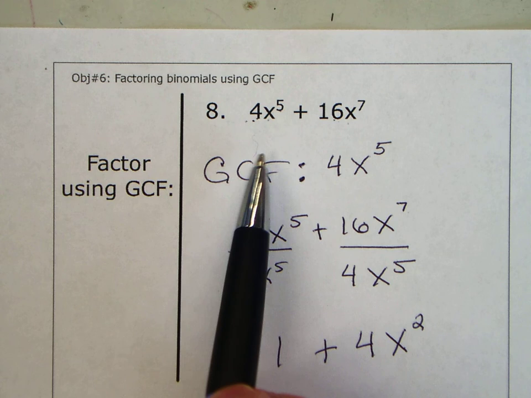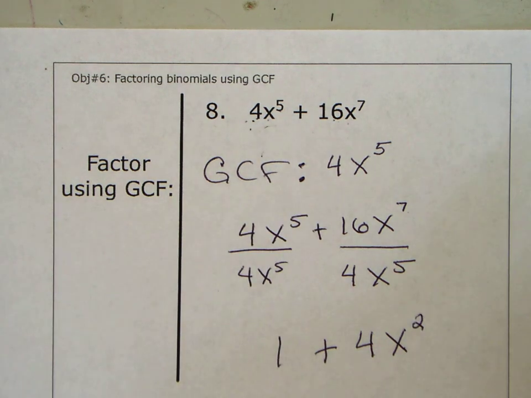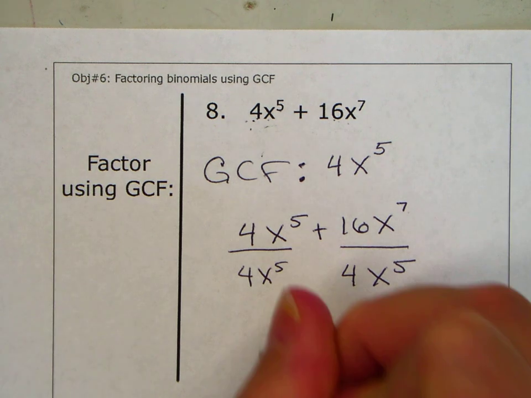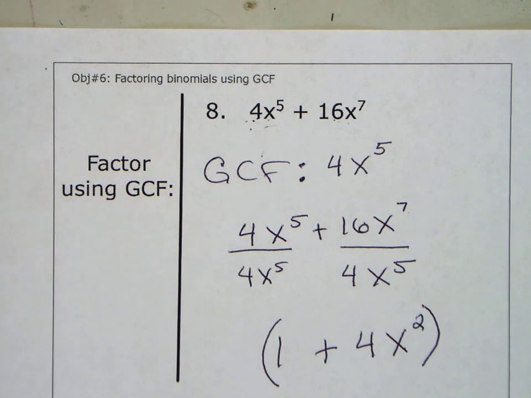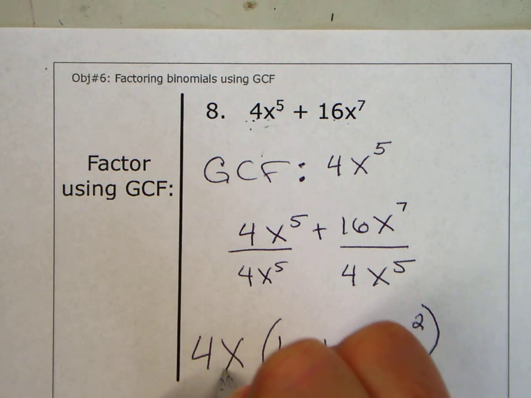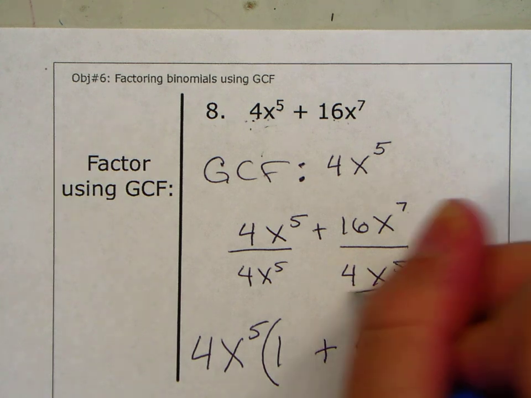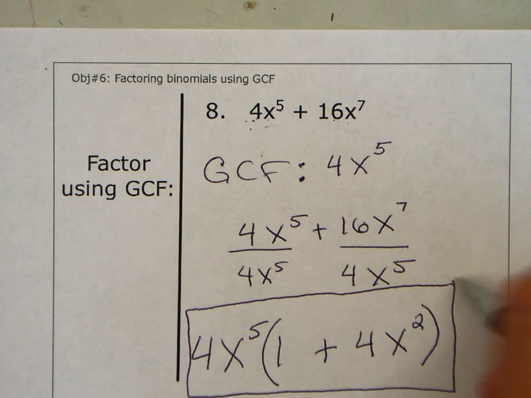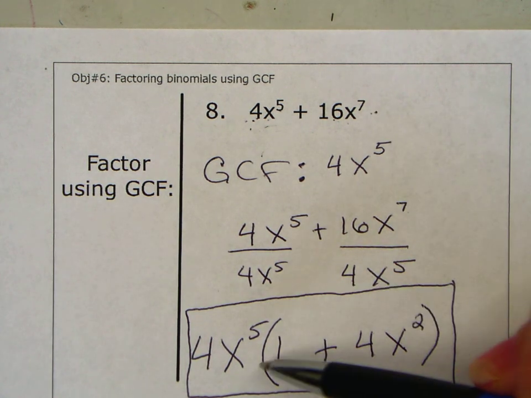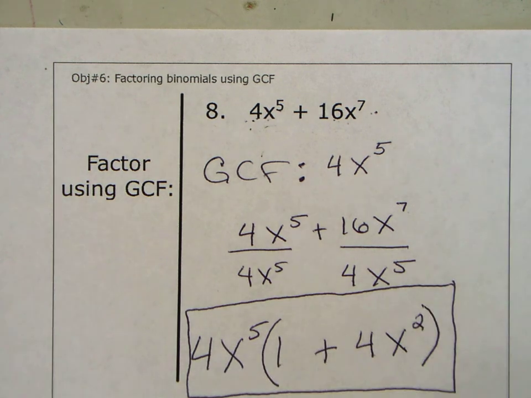Now, this is not an equation, it's an expression. So you can't just magically divide. So what we're going to do is put parentheses around it. Remember, reverse distributive property. We want this to look like something you can distribute. So parentheses, and we're going to put the GCF on the outside. This is the answer. So we just wrote this binomial as a product, two things multiplying.